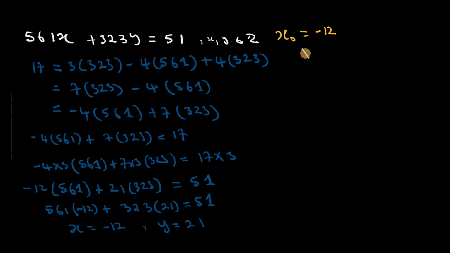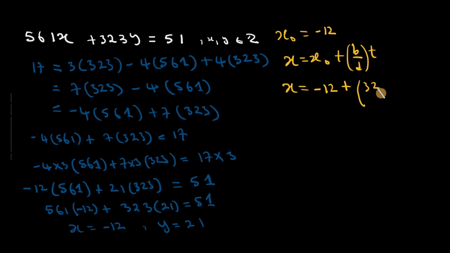Then the other solutions can be obtained using the general formula x is equal to x naught plus b over d times t. That is x is equal to minus 12 plus b, here is 323, over d, which was 17, times t. That is x is equal to minus 12 plus 19t, since 323 divided by 17 is 19. This is one of the general solutions.